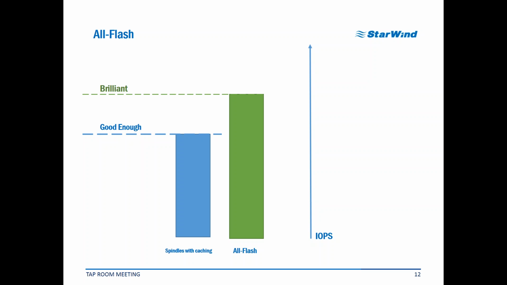And then all flash just works outstanding, because it is flash, and flash is always better than spindles. You see here that spindles with caching are good, but you can also do caching for all flash, which will make it even better. Because as we all know, random access memory is faster than flash. Therefore, using it for the flash storage will make a lot of sense, and your IO will grow even higher.